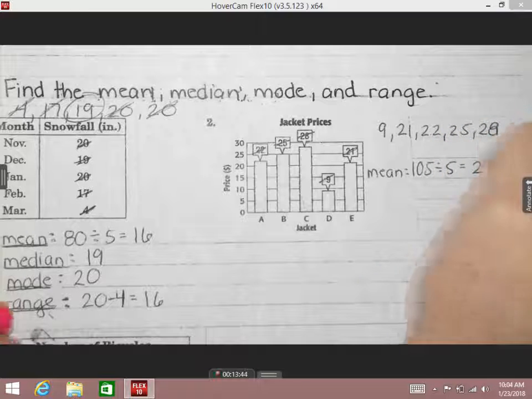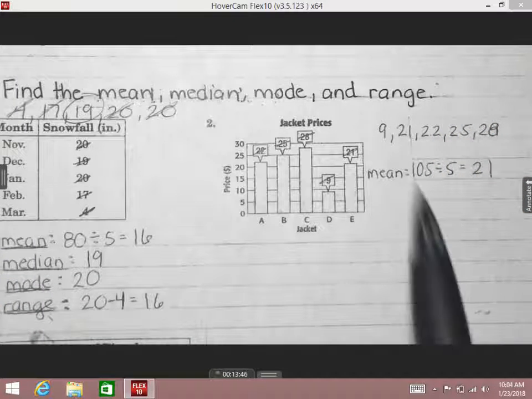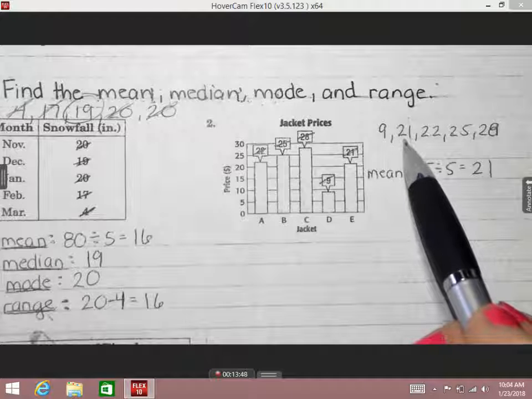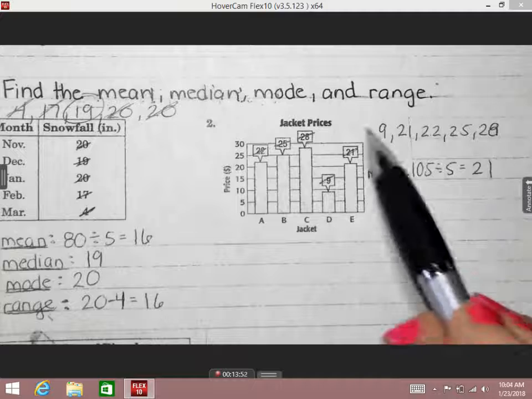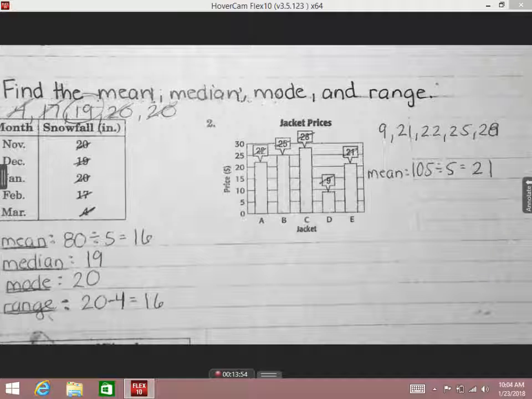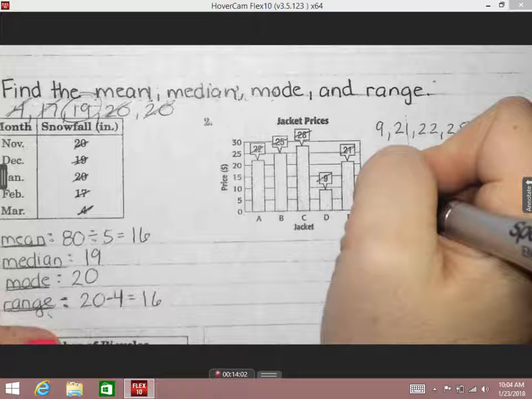Very good, 21. All right, so 21 might not be exactly in the middle, but guys, our goal when we're looking at the mean, is it between my lowest and my highest? Yes. Okay, so it's somewhere in the middle of those. Remember, the mean is not always going to be exactly in the center, okay? The median, what about the median?